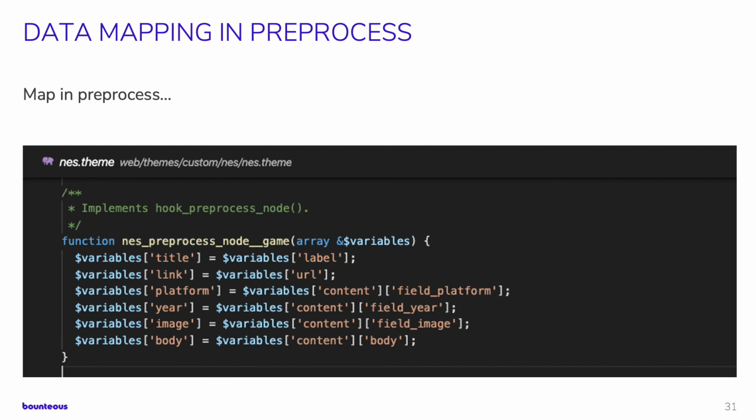So this is the same example, but instead handling the data mapping in a preprocess function in our nes.theme file in our custom theme. So nothing really all that intense going on here. In fact, we're doing very little. We're just taking the content variables and mapping them over to the variables that our Twig template expects. There's definitely a lot more that you could do here, additional logic that you could include, but this is the simplest possible example of what could go on in a preprocess function.